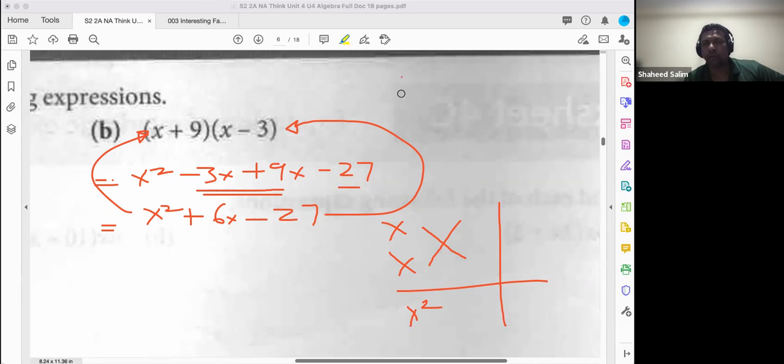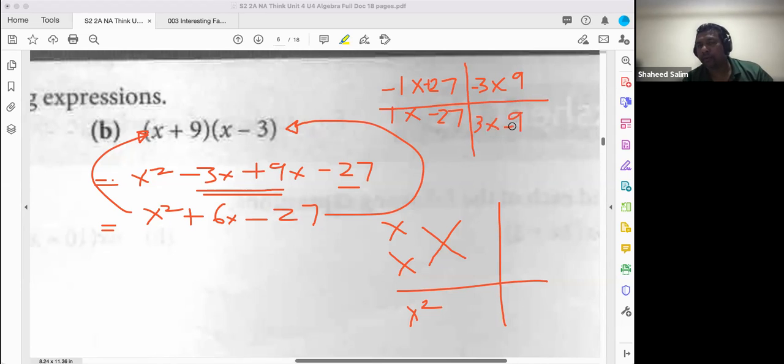Well, 27, I've got a few possibilities of 1 times 27. Some more 3 times 9. But let me tell you something. There are actually 4 possibilities. Because this is negative, it could be negative 1 times positive 27, or it could be positive 1 times negative 27. You got to try out the 4. Down here could be negative 3 times 9 or 3 times negative 9. It's different, huh? But we know already what down here is, 3 and 9.